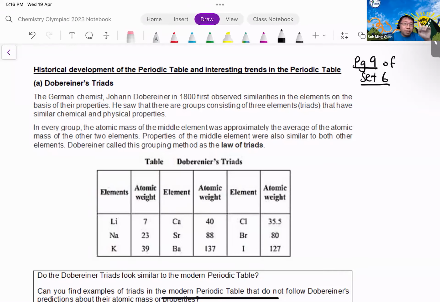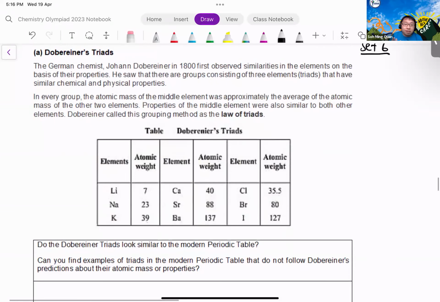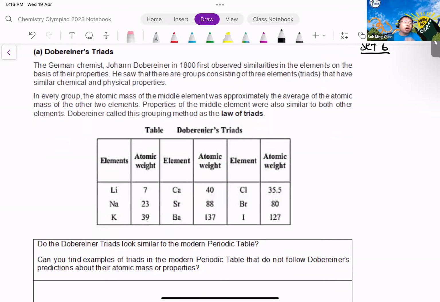Not just one person worked on it. You're talking about many, many people's work. So it all started with looking for patterns, trends in the periodic table. So the German chemist Dobereiner had started to look and saw similarities in certain elements based on their properties. In particular, he noticed that groups of 3 elements, he called them triads, had similar chemical and physical properties.